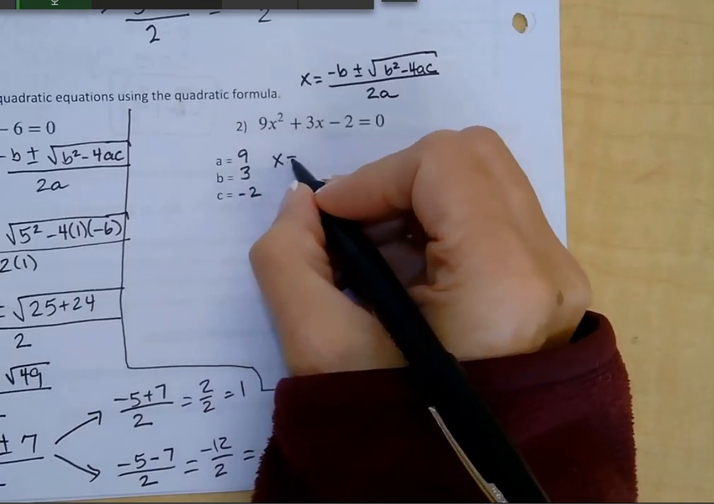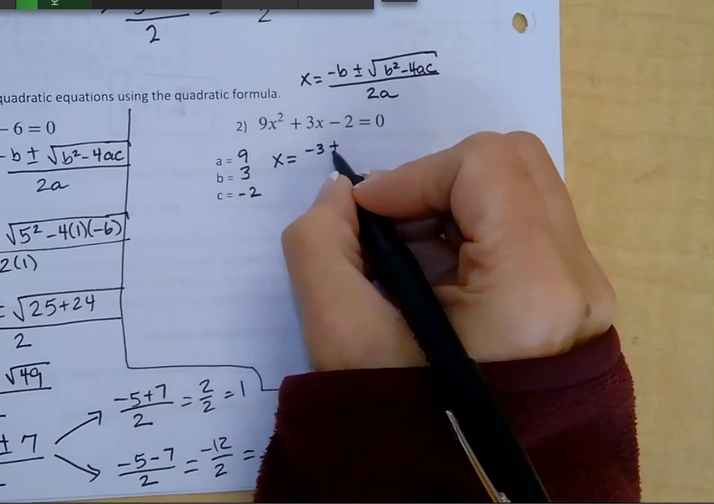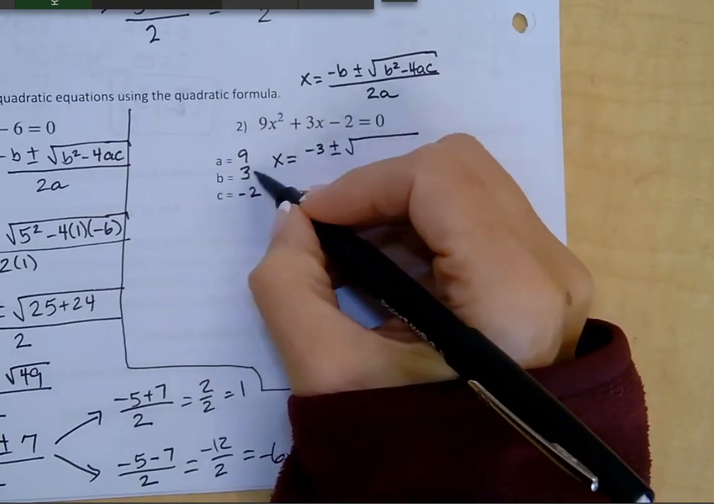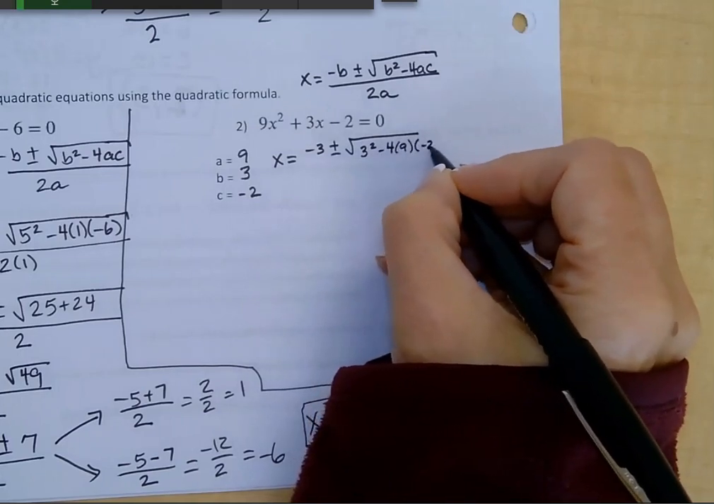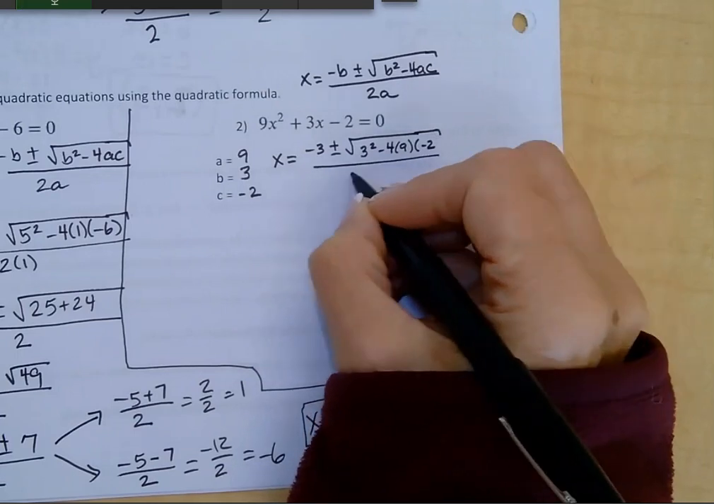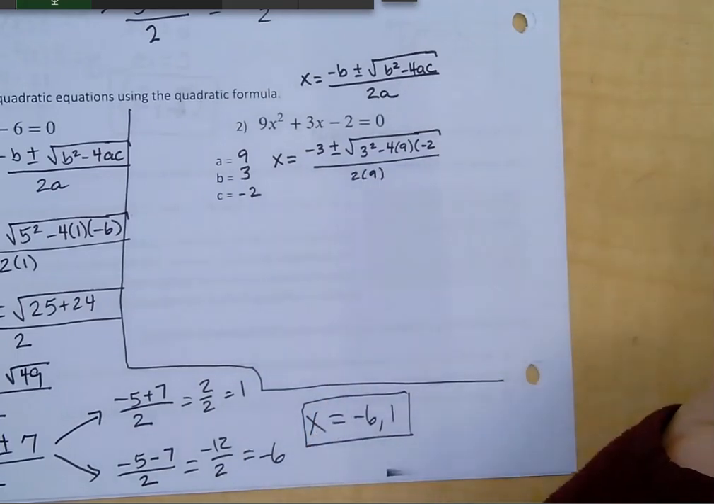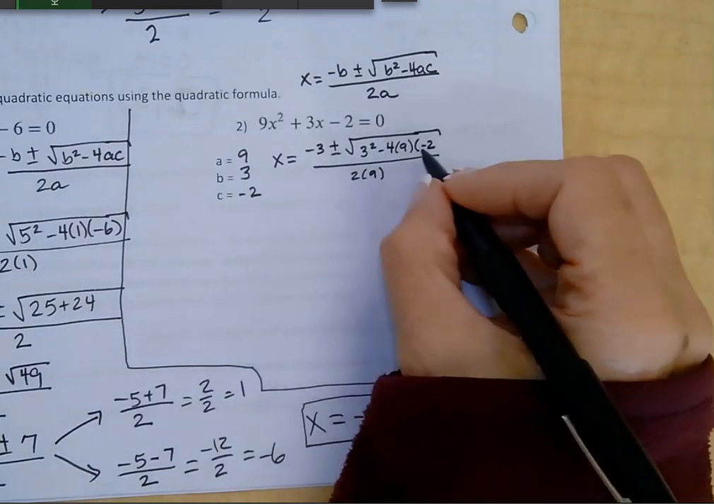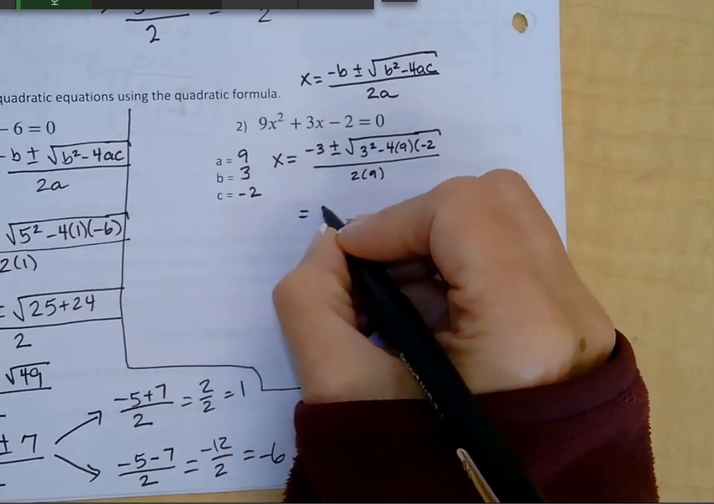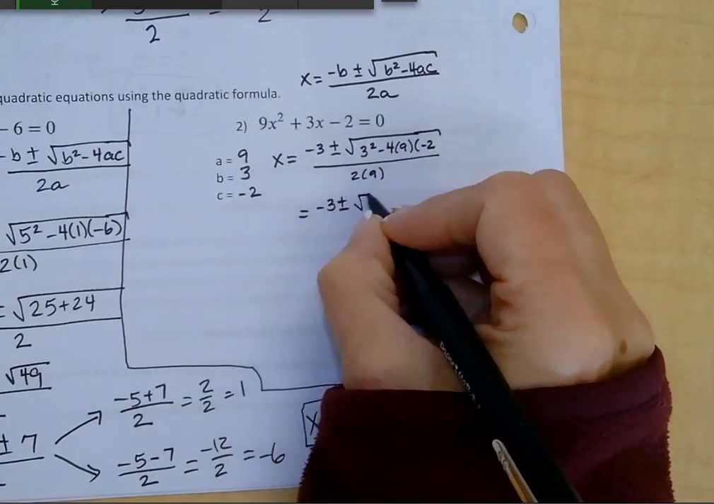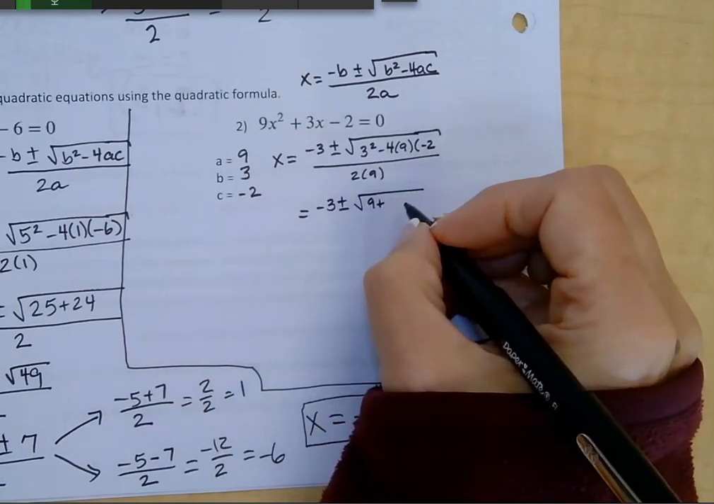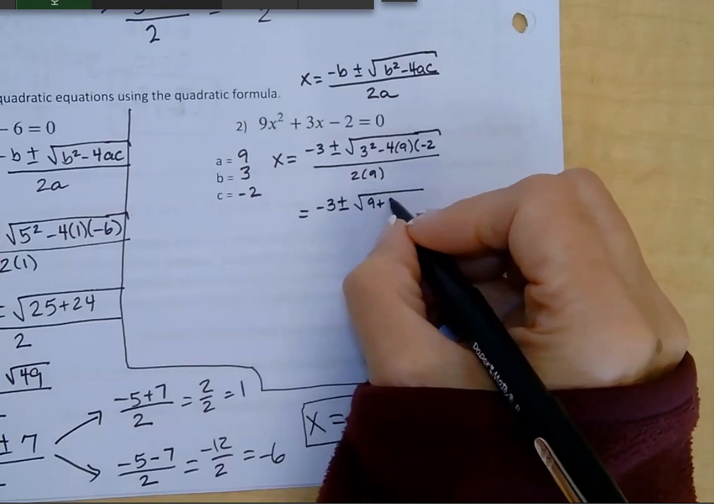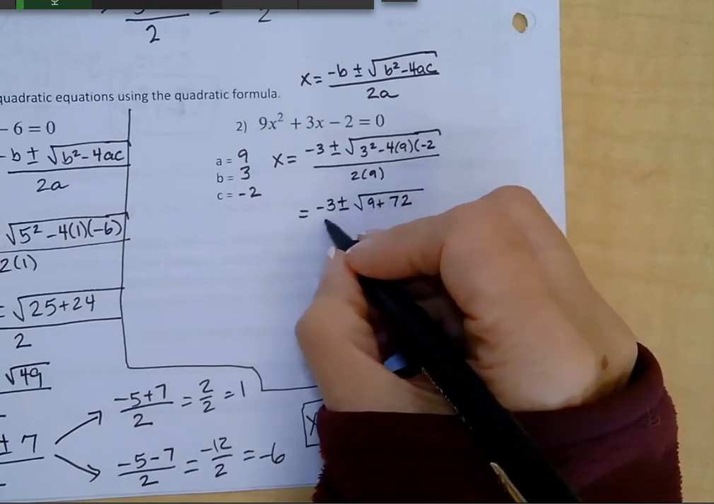I know x equals negative b, so negative 3, plus or minus the square root of b squared, so that's 3 squared, minus 4 times a times c, all over 2a. Okay, so now we're just going to carefully, slowly, neatly, methodically solve this equation. So this equals negative 3 plus or minus the square root of 9 plus, let's see, 36 times 2 is 72. Hope I have that right, and it's all over 18.